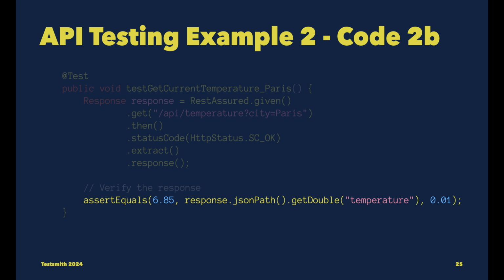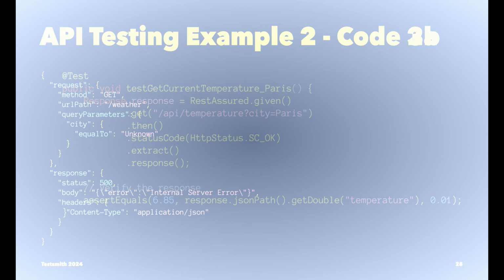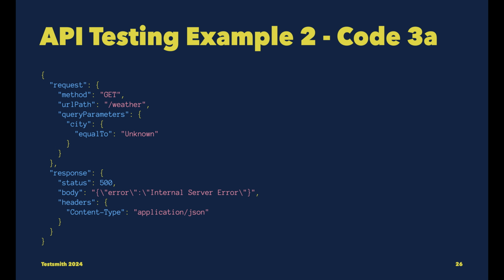This line verifies the response from the server. It asserts that the temperature value in the JSON response body is equal to 6.85 Celsius, with a tolerance of 0.01. This value is derived by converting the Kelvin temperature from the response body to Celsius, forcing an error 500. These lines define the query parameters for the HTTP request. The city parameter must be equal to unknown.